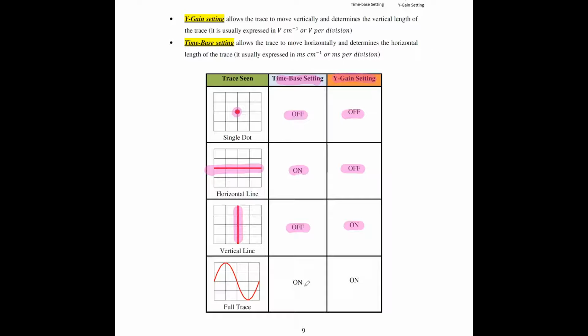And lastly, if both the time-base setting and Y-gain setting are switched on, the trace can travel both horizontally and vertically. We will be able to see a complete waveform as shown.